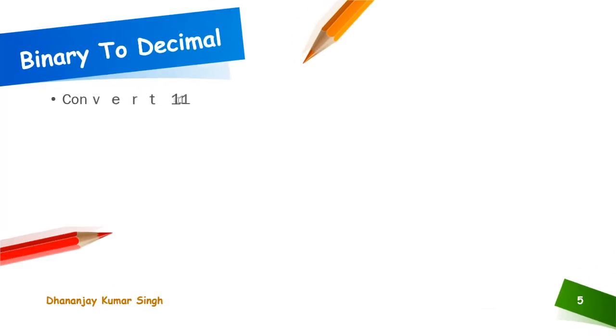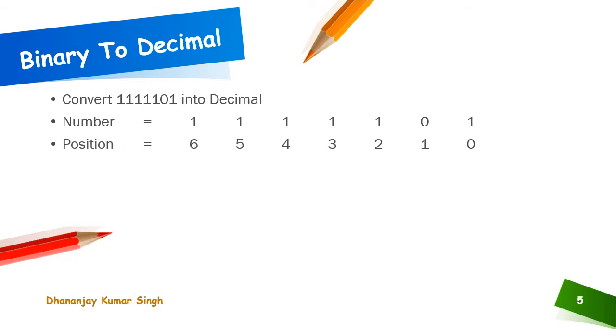Binary to decimal. How to convert binary to decimal? For example, here there is a number 1111101, that is the binary number we need to convert to a decimal. So first of all, you write the number. Second, write down the position of each digit, which starts from 0 from the right side: 0, 1, 2, 3, 4, 5, 6. You can see the position of the first 1 from the right side is 0, the second is 1, and the third is 2, and so on.